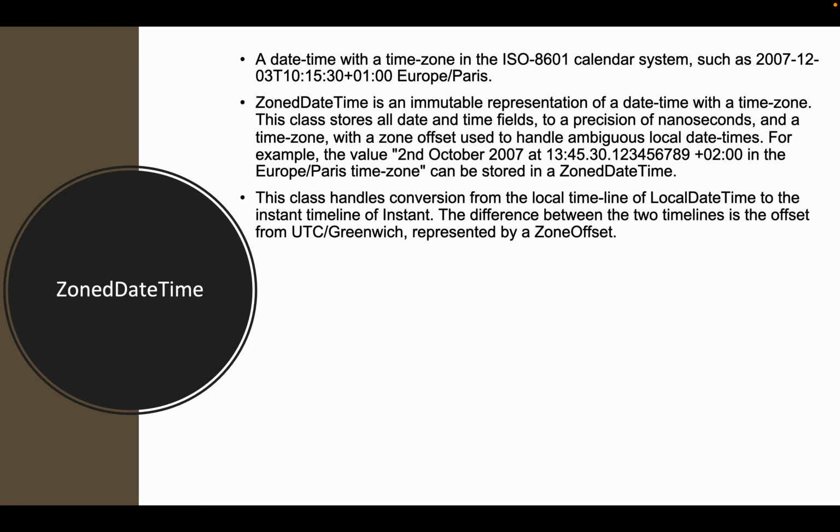For example, the value 2nd October at 1:45, and we see there the offset is +2, in the Europe, Paris time zone can be stored in the zoned date time. And then this class handles conversion from local timeline of local date time to the instant timeline of an instant. The difference between the two timelines is the offset from UTC Greenwich, represented by the zone offset.